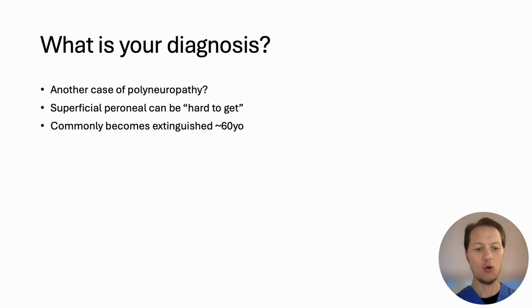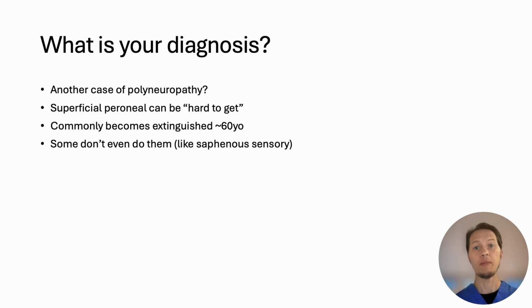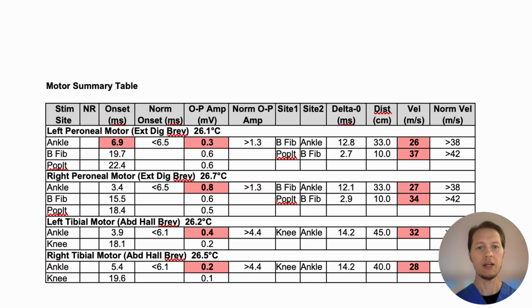Once you start to get into older adult age, they are commonly gone, about the age of 60, maybe 65, depending on who you talk to. And some people don't even do them as a result. You often don't see much beyond sural sensory in lower extremity studies. Very often when we get studies externally, we see sural, but maybe not superficial peroneal or saphenous sensory. So can you really diagnose neuropathy just based on absent superficial peroneal sensory studies? And of course, the next question is, what's the next step? Of course, we want motors.